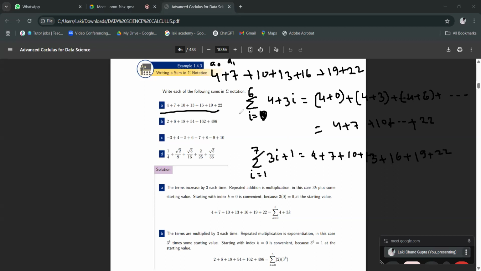It's up to you how you are representing it, right? Both give the same answer. It's our thinking, how I can represent it, but both will give the same output. In the first case, I start from 0, and in this case, I start from 1. In the first case, 4 plus 3i is there. Here, 3i plus 1 is there, right? You can think in another way if you can.